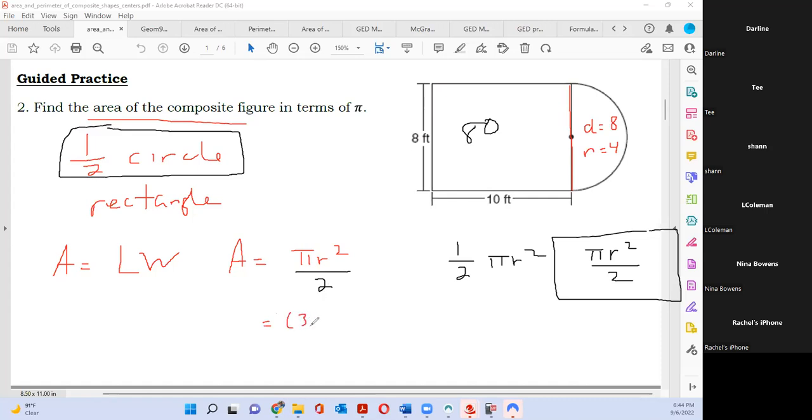So pi times 4 squared divided by 2. Now, if you want to do this by hand, you can still do it by hand. So 3.14 times 16 divided by 2. Now, you should see 16 divided by 2 is what? 8. That's the mental math we gotta understand.